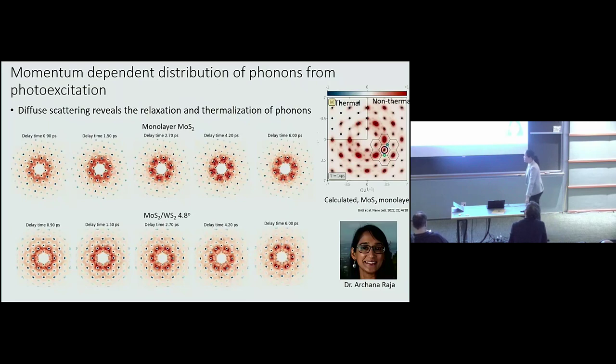Here, we see dynamically that at earlier times the diffuse scattering is more spread out, and at later times it's more localized in the area close to the bright peaks. That indicates a thermalization of the phonons. This thermalization dynamics is also a little bit different between the monolayer and twisted bilayers, and we also see some preferential distributions along the K point and the M point in the diffuse scattering.